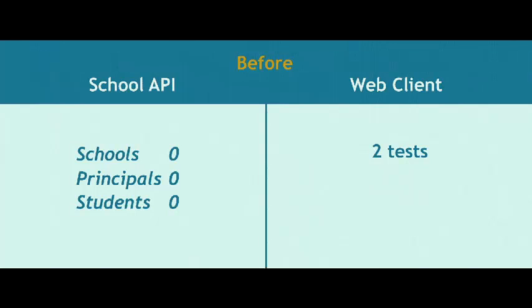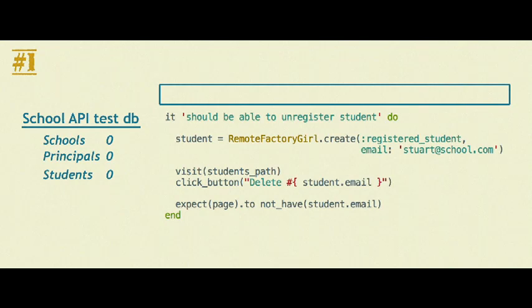So now, where are we at with our features? We want to display the count of registered students. So if there are 100 students, we want to see 100 students on the web page. Now, we no longer need to see the school API test database, and the web client has two tests. So let's run them.